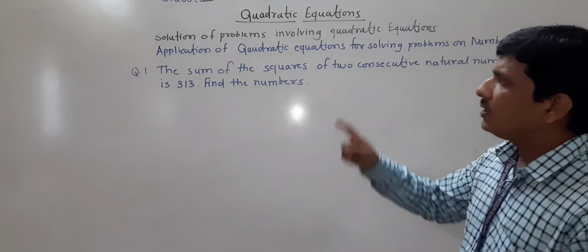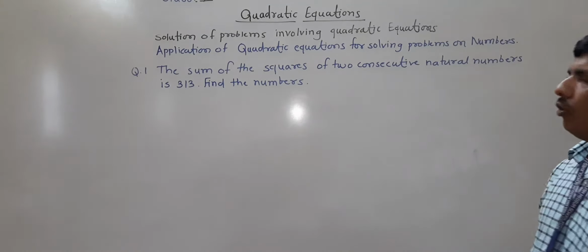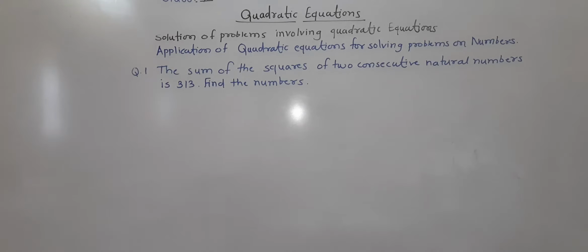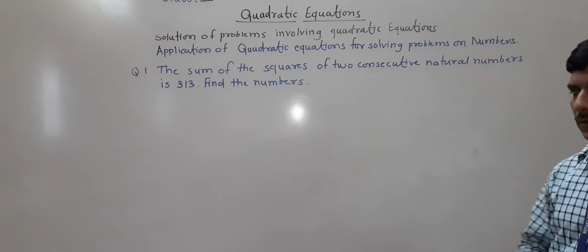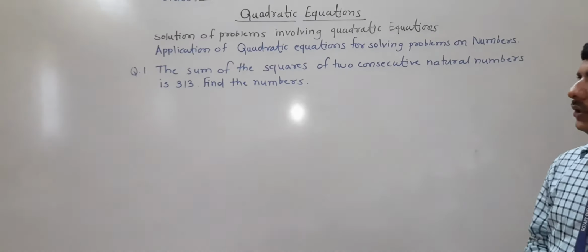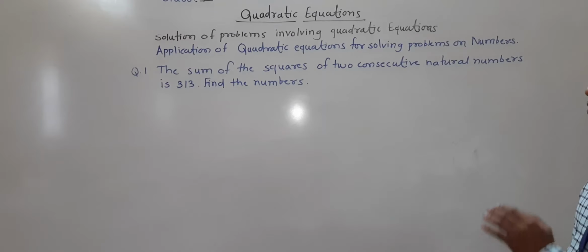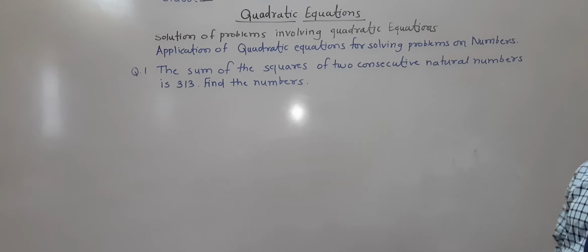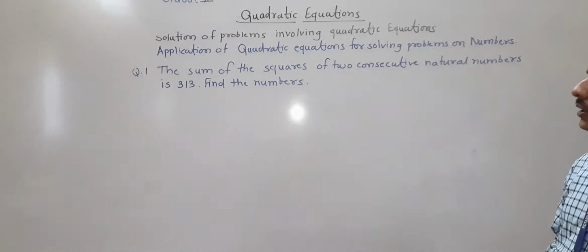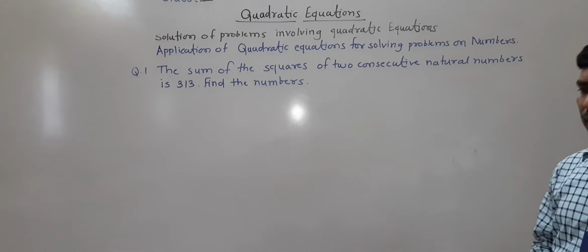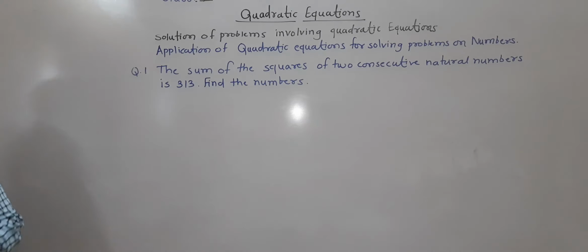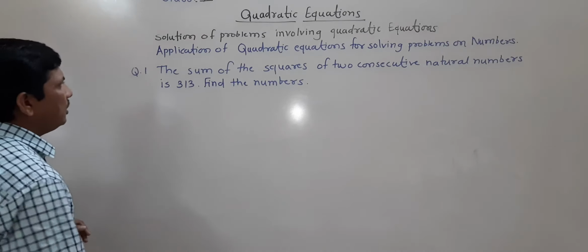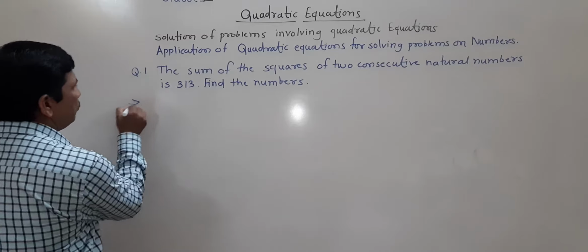See carefully. The sum of the squares of two consecutive natural numbers is 330. Find the numbers. Okay, very simple. Such types of problems you have solved before this. Okay, so natural numbers are there. They are asking. So first, what will we do?